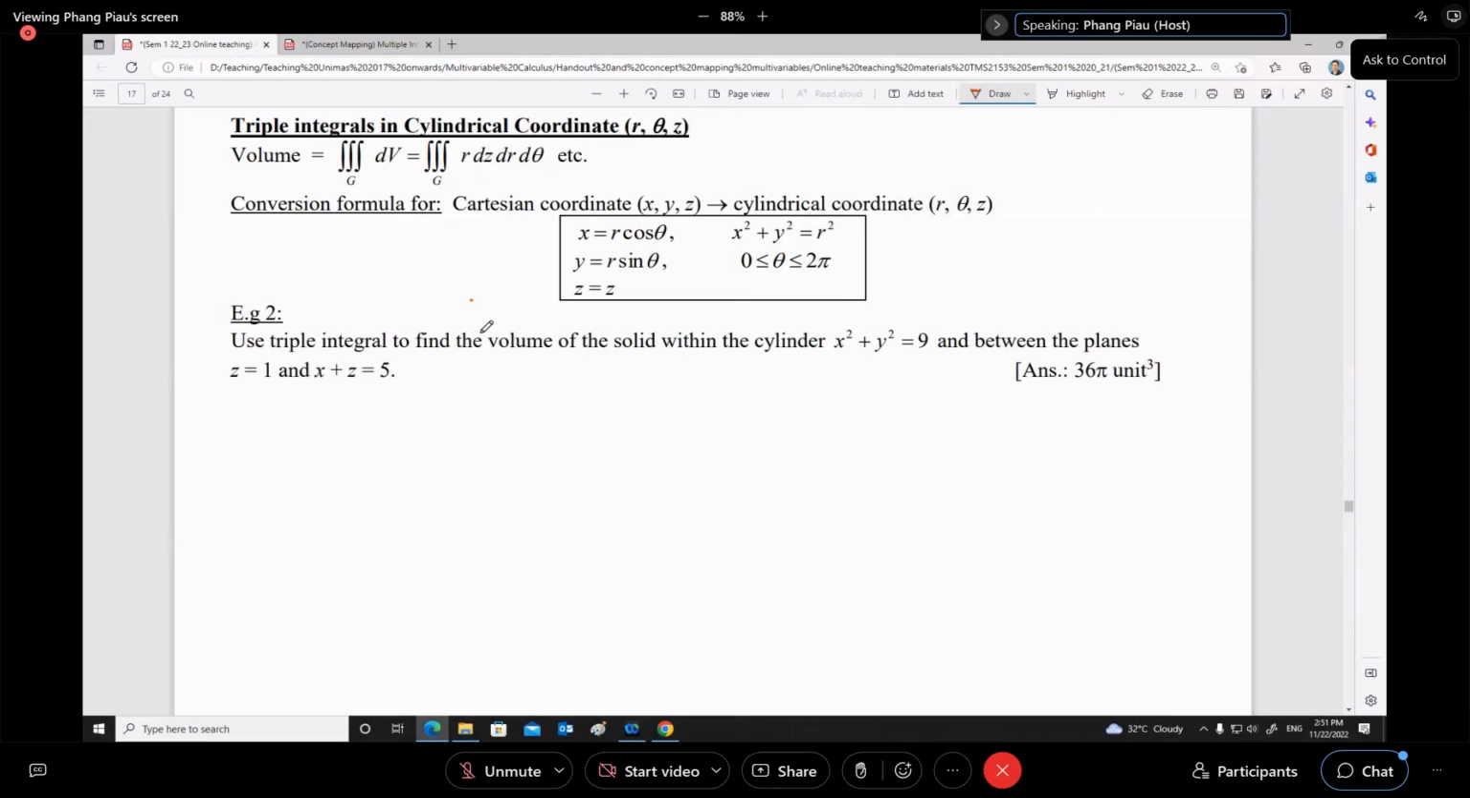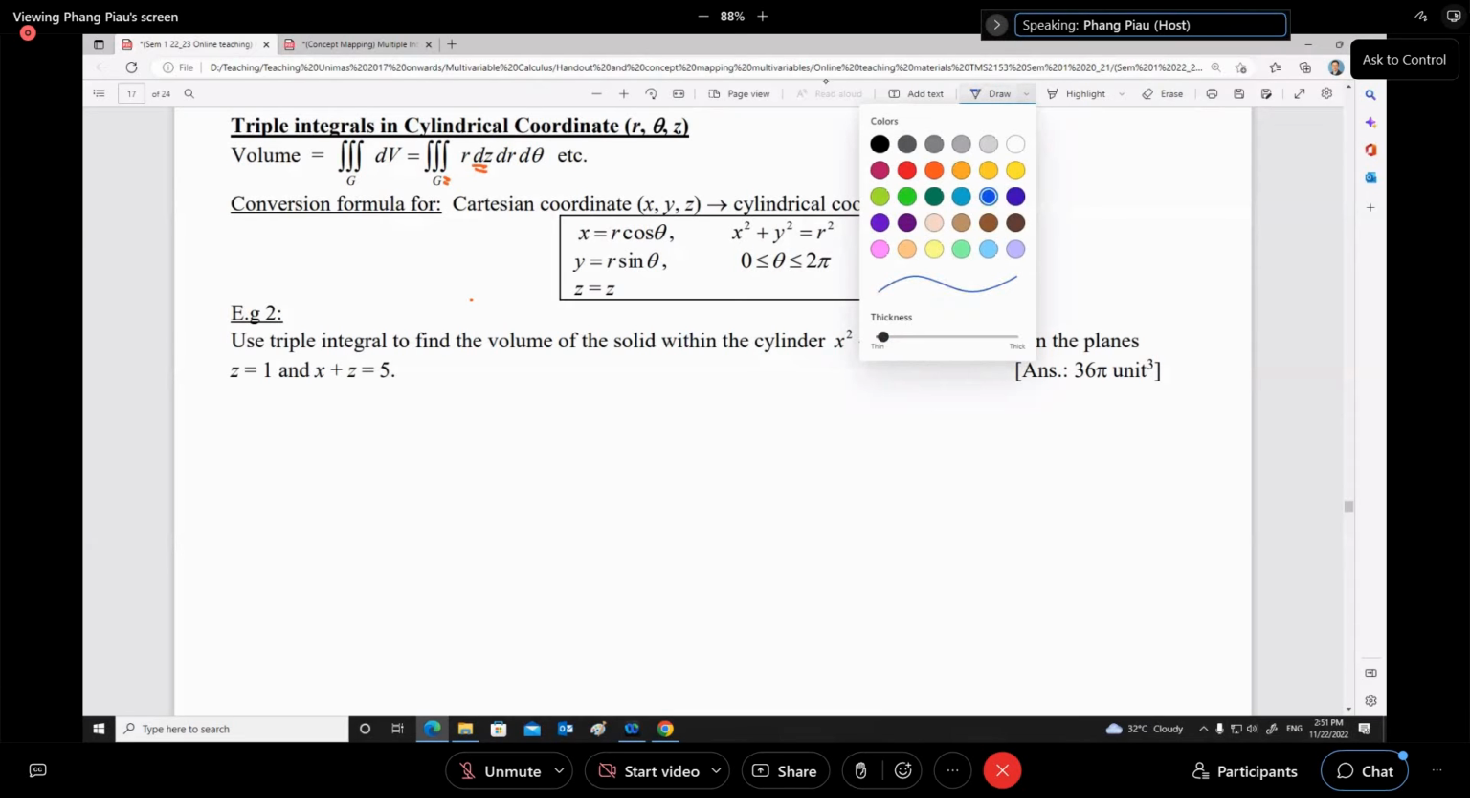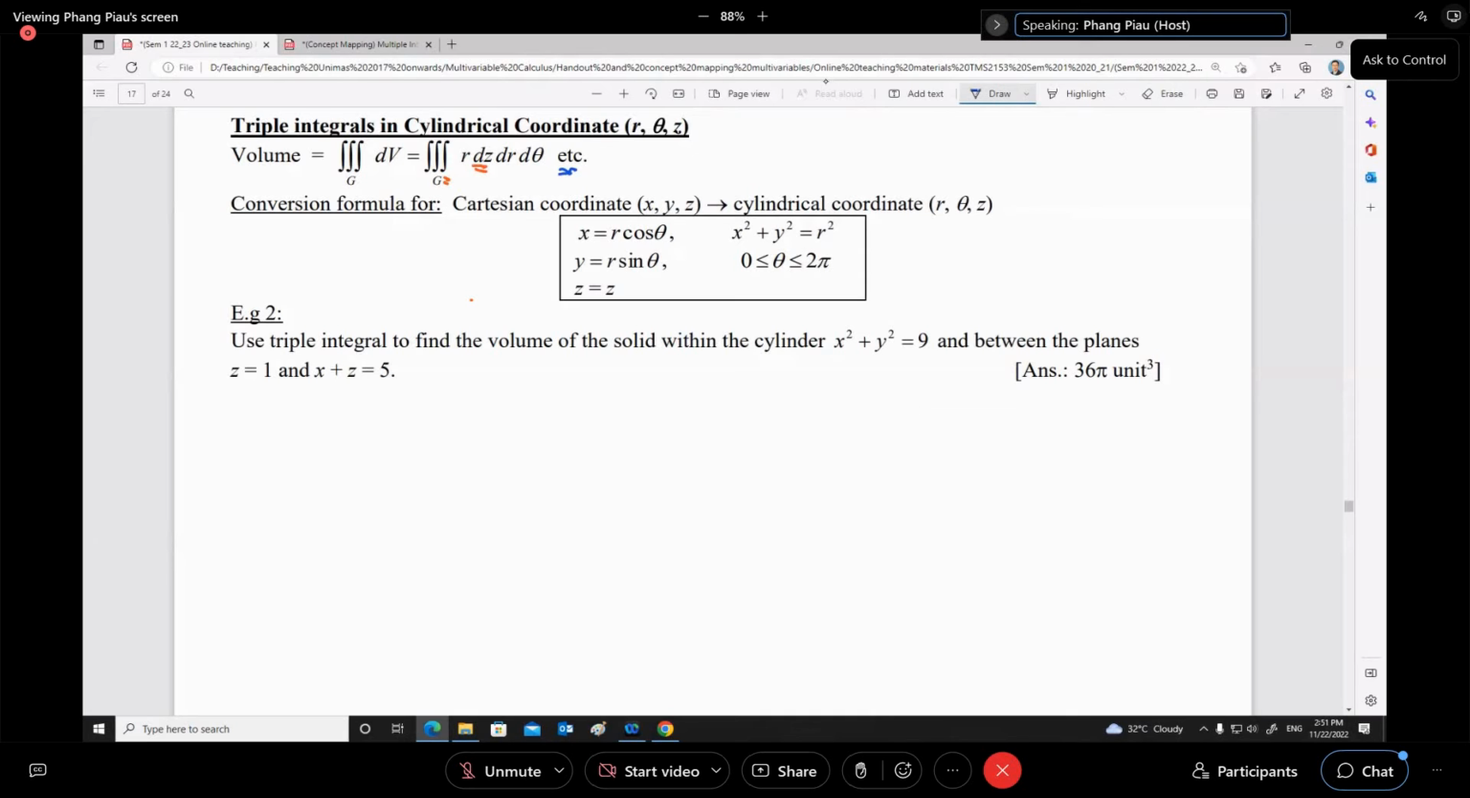So we continue with this triple integral in cylindrical coordinates. As you can see here, you need to add in this dz. It is slightly difficult for me to explain this extra thing; later on, I'll come back to here. If you look at Cartesian coordinates extended to cylindrical coordinates, the only difference is you have your z as a scalar projection. The rest are the same.